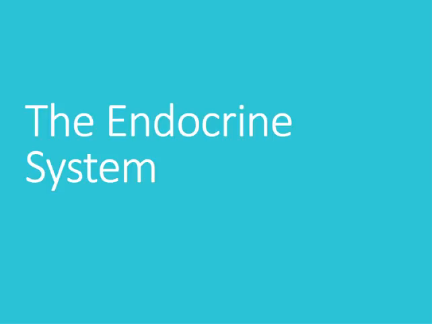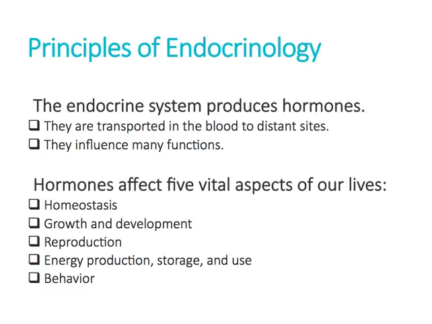Okay, welcome to the endocrine system. The endocrine system essentially produces hormones, and hormones are typically transported in the blood from one location to a farther distant site. And hormones have a lot of different functions and are incredibly important.